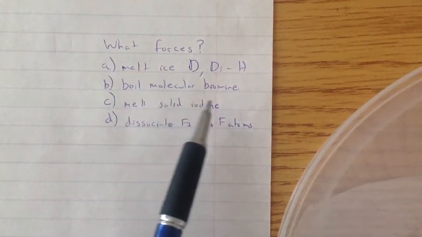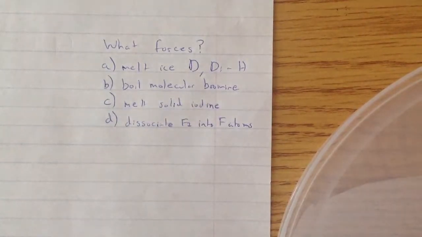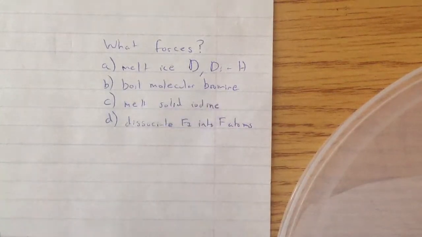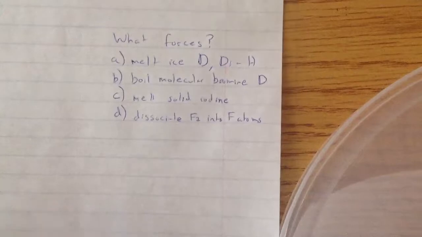Next, boil molecular bromine. What are we doing when we're boiling something? We're changing it from the liquid to a gas. And what is the substance? Molecular bromine. Bromine is a diatomic, Br2. So what does that tell us? In Br2, both Br atoms have the same electronegativity. Since that's the case, it'll be nonpolar, and since it's nonpolar, it'll just be dispersion, because to be a dipole-dipole, it has to be polar.